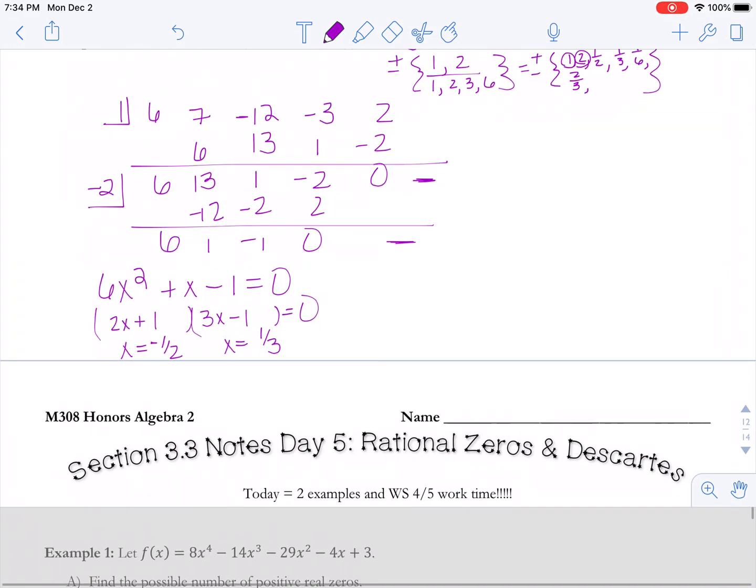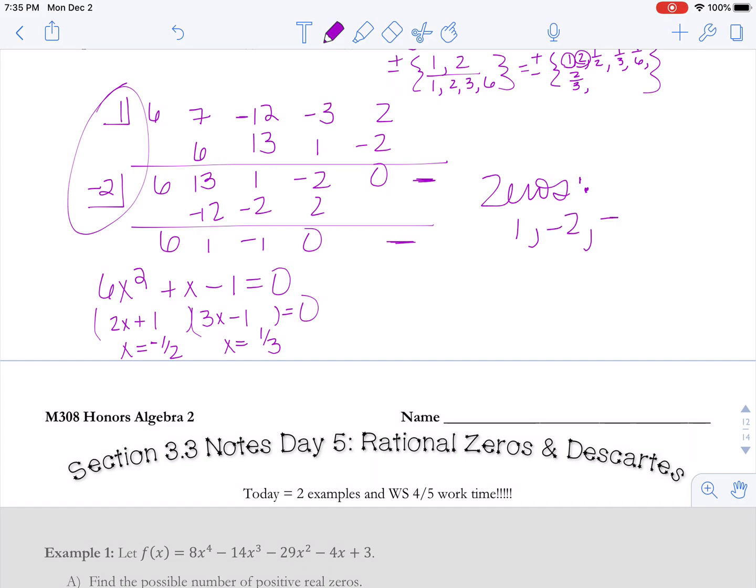So I have 4 zeros, so my zeros are going to be, I cannot forget what I originally started out with, 1, negative 2, negative 1/2, and 1/3.